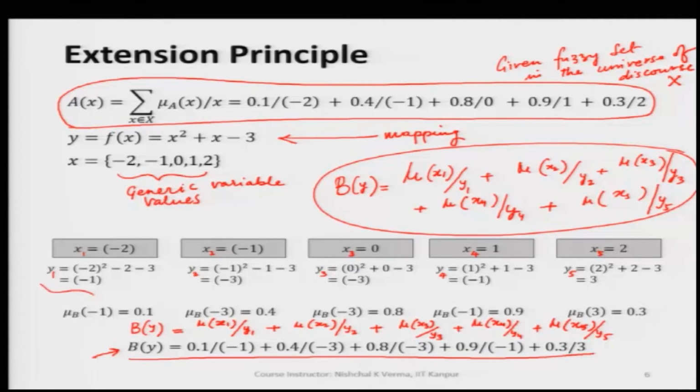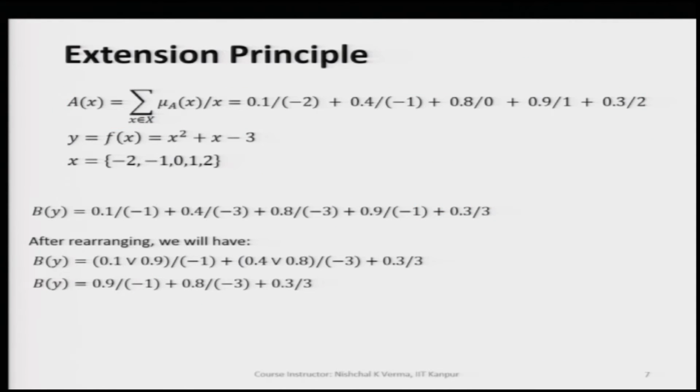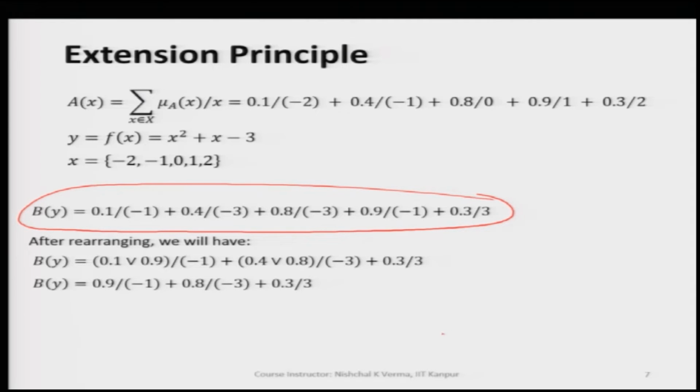By using this here, we get y1, y2, y3, y4 and y5. And when we substitute, finally we get the transformed fuzzy set B of y, and it is very clear that this B of y is defined in the universe of discourse capital Y. So, when we substitute mu x1, mu x2, mu x3, mu x4, mu x5 and also y1, y2, y3, y4, y5, we get this fuzzy set. But when we rearrange this, what we see is this situation.